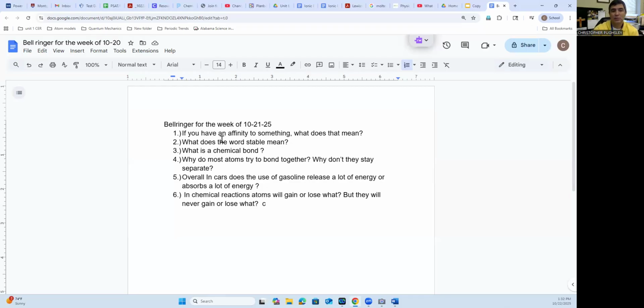The last one here: in chemical reactions, atoms will gain or lose what, but they will never gain or lose what? So atoms will gain and lose electrons and share electrons, but they will never gain and lose protons and neutrons. That's not what they do in chemical reactions.